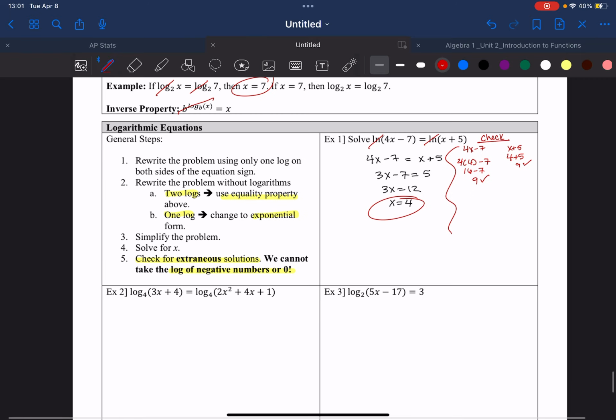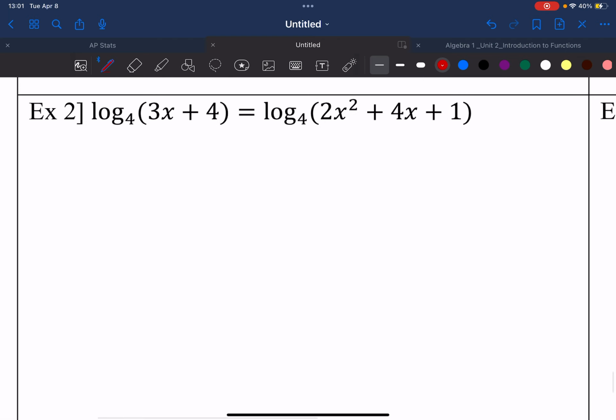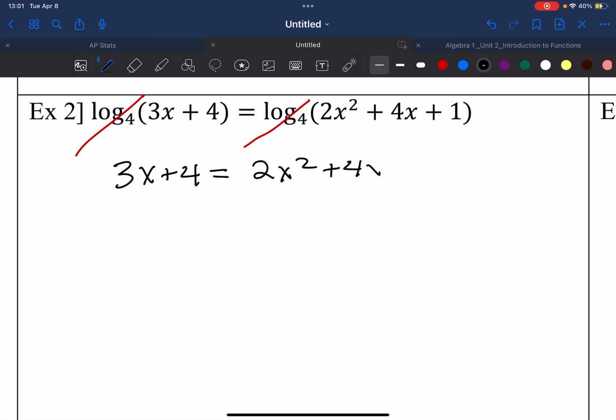Number 2. Notice I have log base 4 and log base 4 on the other side. They're the same, so I can cancel them out. So 3x plus 4 is equal to 2x squared plus 4x plus 1. Since I have an x squared, I know it must equal 0, so I'm going to move over the 3x and the 4. So I have 2x squared plus x minus 3 equals 0.